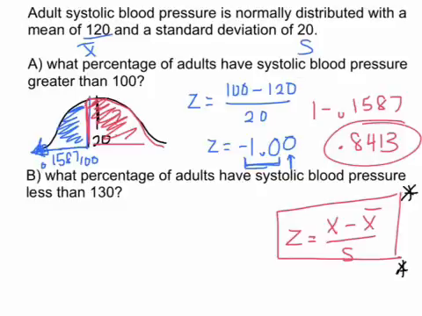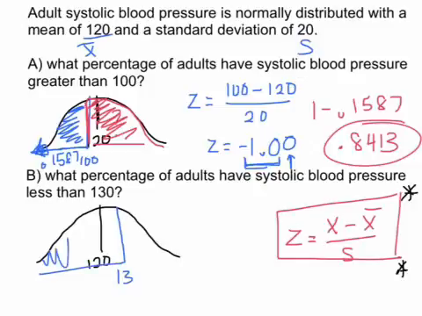Part B, what percent of adults have systolic blood pressure less than 130? So if I draw this out, the mean right here is 120. So I know that 130 would be right here, and I want to figure out what percentile this is. So I have to figure out my z-score.